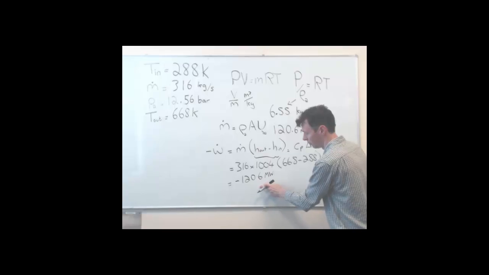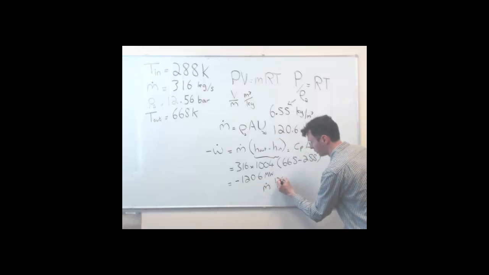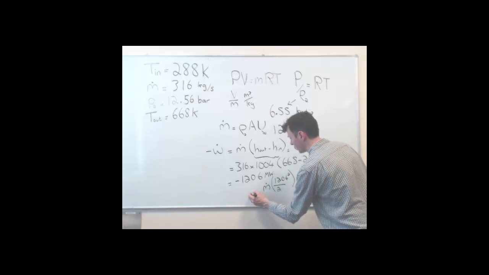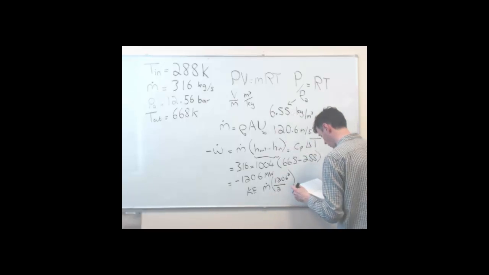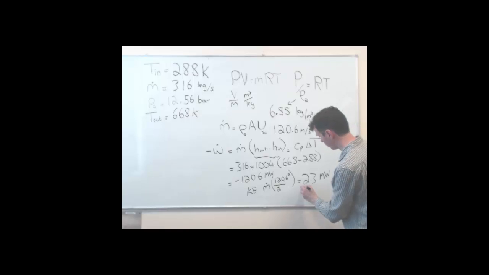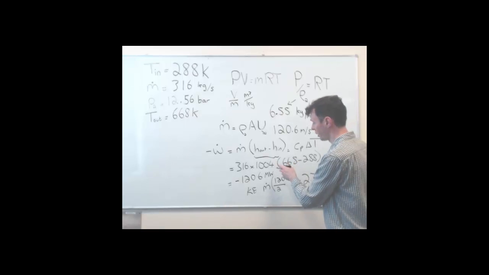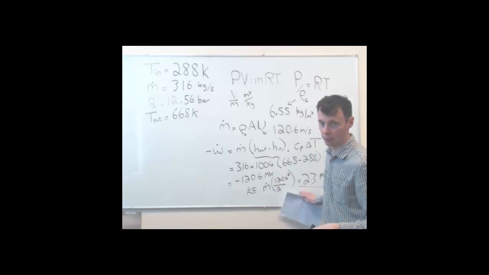Now, if we want to add in the kinetic component, we're just going to write m dot times 120.6 squared over 2. Okay, so this is our kinetic energy. So 316 times that gives us 2.3 megawatts. So actually it's only 2% of the answer. So that's often the reason why we can neglect things like kinetic energy.